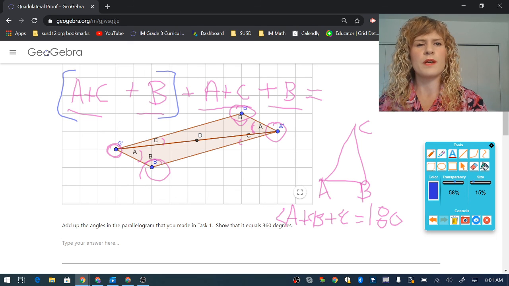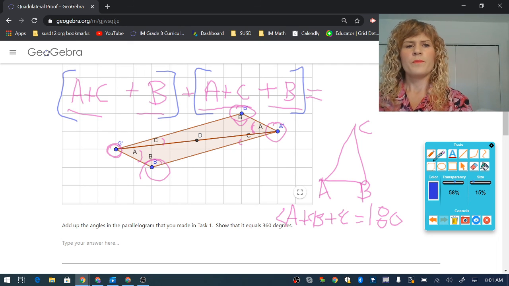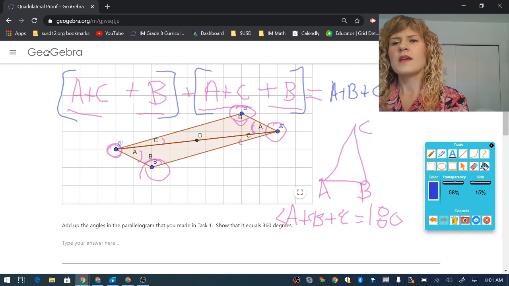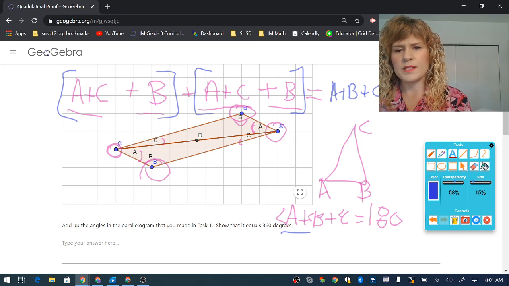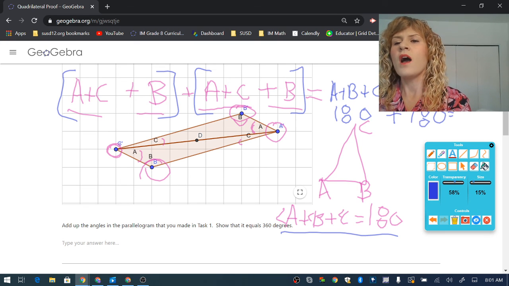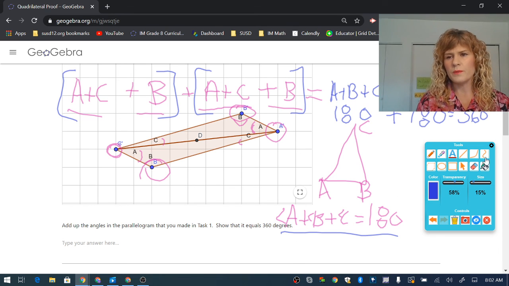A plus B plus C plus A plus B plus C. Well, A plus B plus C equals 180 degrees. So I have 180 degrees plus 180 degrees. Ding! It equals 360 degrees. Cool, we got it. Let me type my answer now.